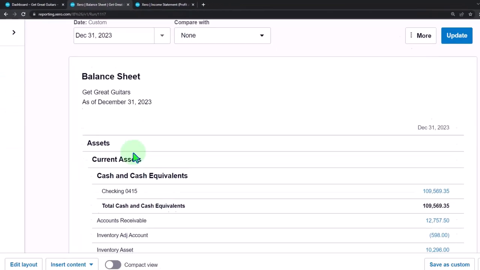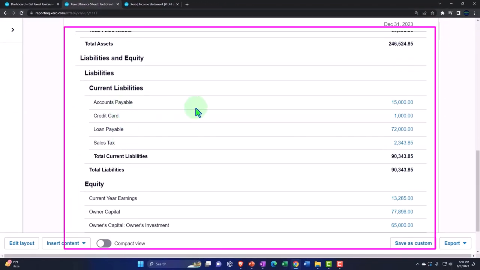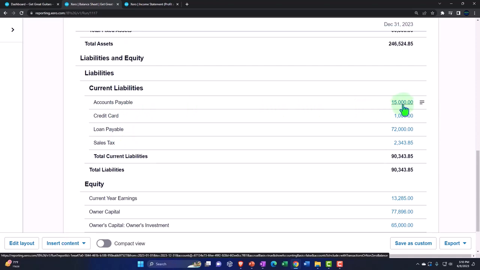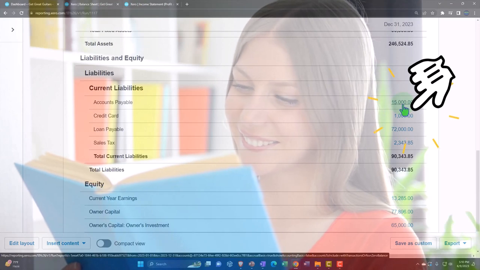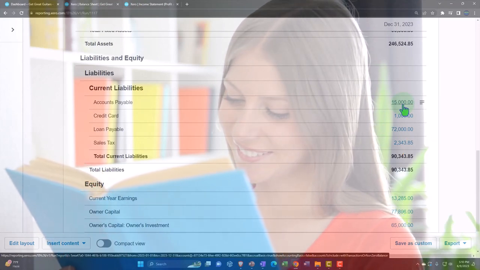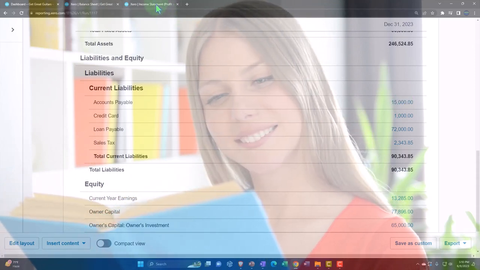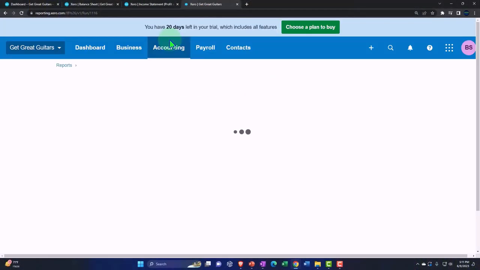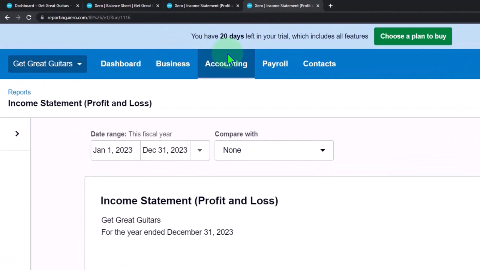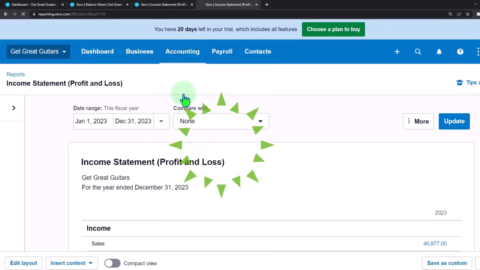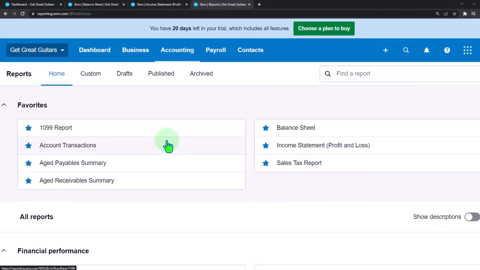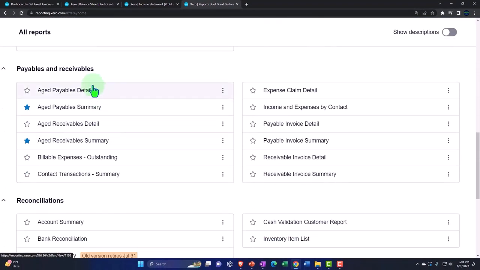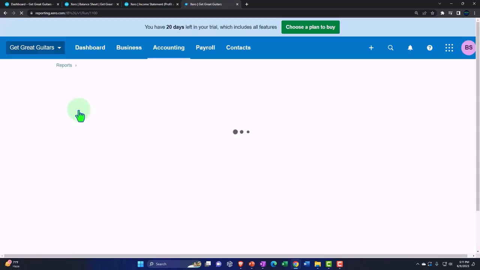If I go to the balance sheet here and we go down to the liabilities, we've got our accounts payable, 15,000. We put that on the books with a beginning balance type of entry, so we didn't actually enter a bill per se for new transactions in 2023. If I go to the tab to the right and duplicate the tab again, we could see that we could support that information with a subledger in a similar fashion as we do with accounts receivable. Accounting dropdown, reports, and then we're going to go down to the payables and receivables, and let's just look at the aged payable summary.